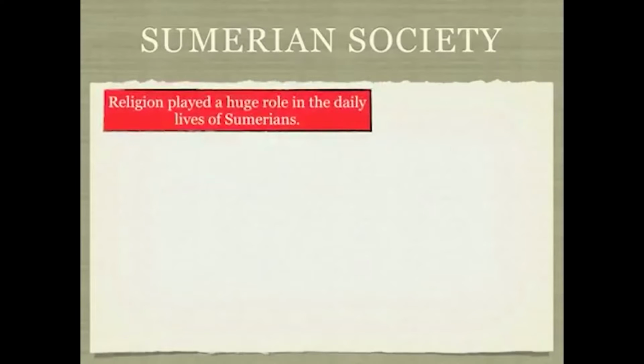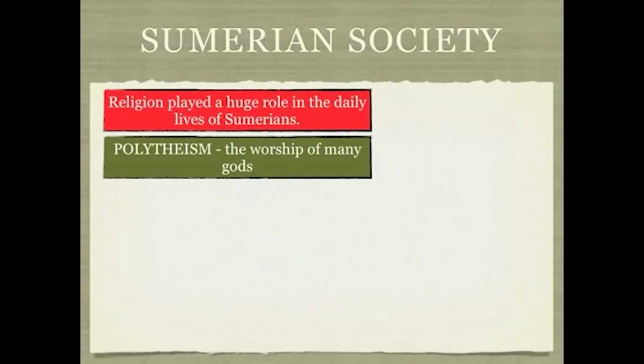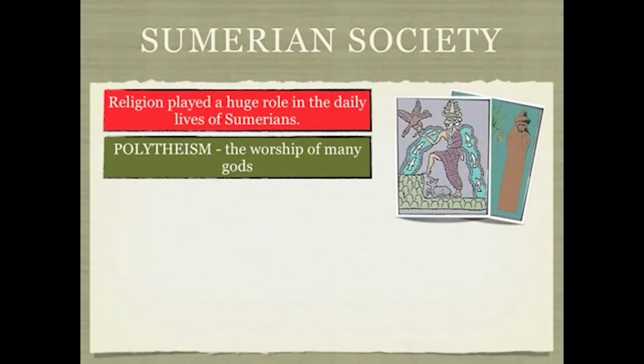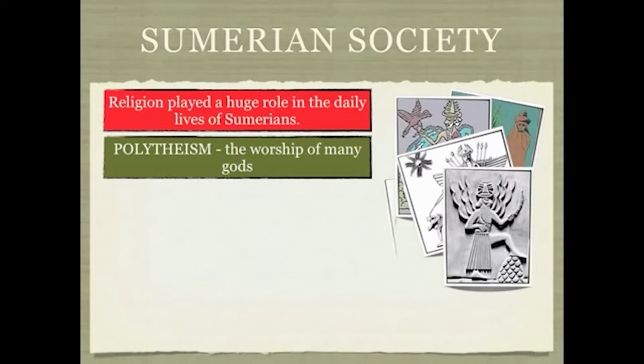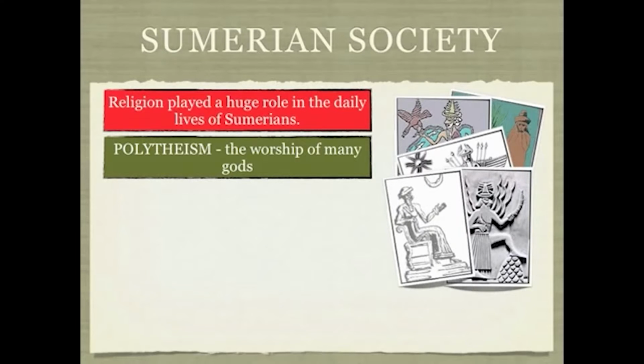Sumerian society. Religion played a huge role in the daily lives of Sumerians. While most people in the United States practice a religion where they worship one god, Sumerians worshipped many gods. This is called polytheism. They had an air god, a god of wisdom, a goddess of love and war, a sun god, and a moon god, just to name a few.